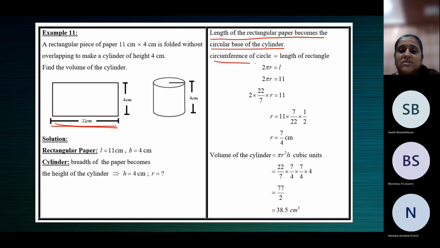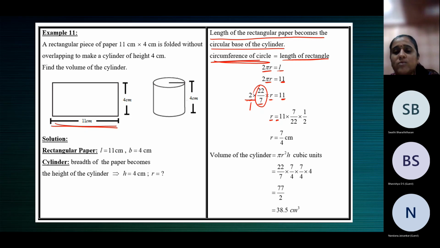So the circumference of the circle is equal to the length of the rectangle. So 2 pi r is equal to L. 2 pi r is equal to 11. 2 into 22 by 7 into r is equal to 11. So r is equal to 11, and 22 by 7 becomes its reciprocal on the other side, into 7 by 22.